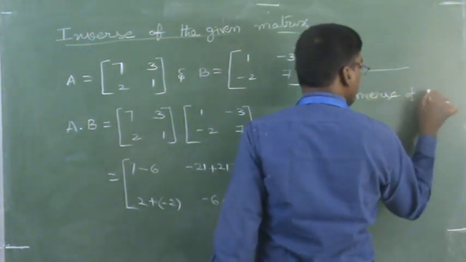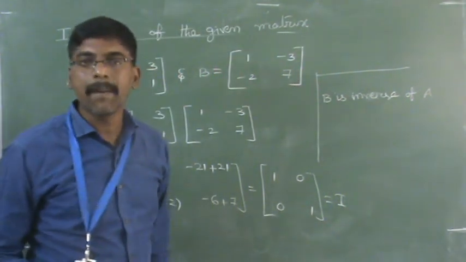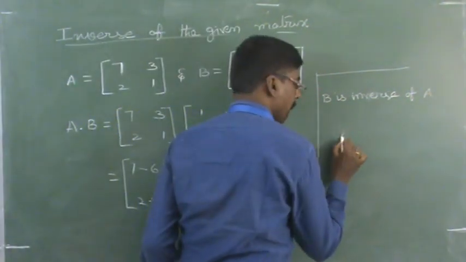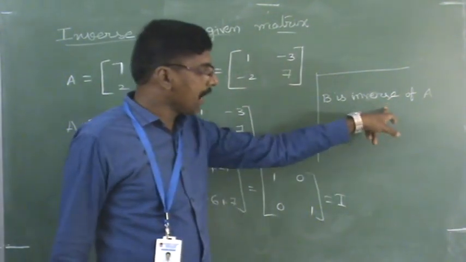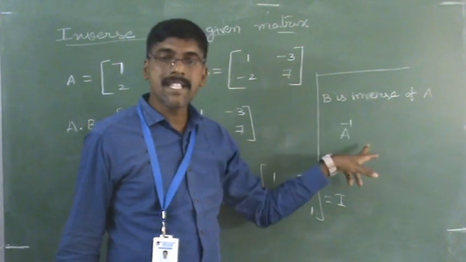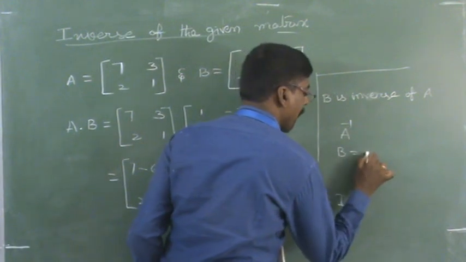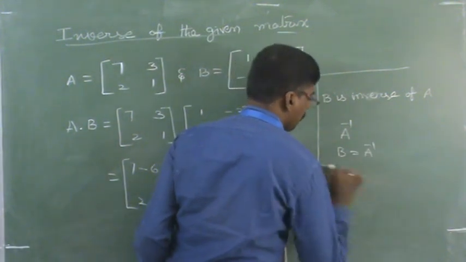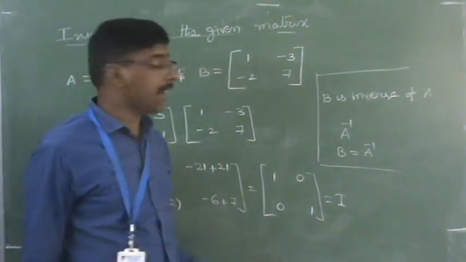Inverse of A is generally denoted by A inverse. Very, very important. The inverse of A is symbolically denoted by A inverse. Matrix B is called the inverse of A.